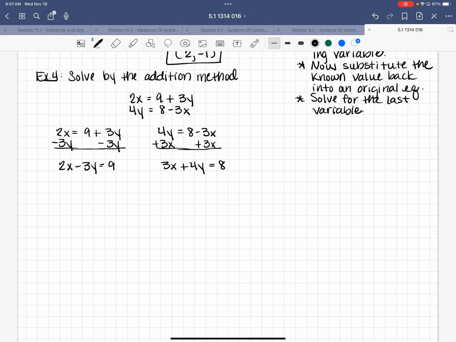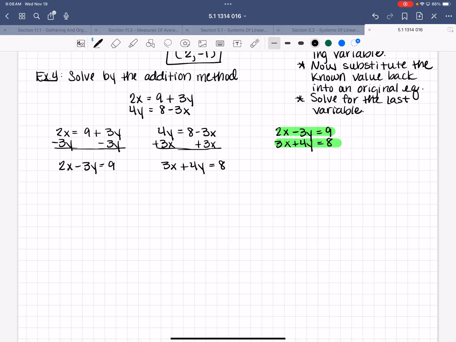Okay, so now I really have 2x minus 3y equals 9 and 3x plus 4y equals 8. Okay, so this is what we're working with when we're trying to use the addition method, right there. So I've got them lined up. I've got the x's lined up, got the y's lined up, and then my constants are over there.